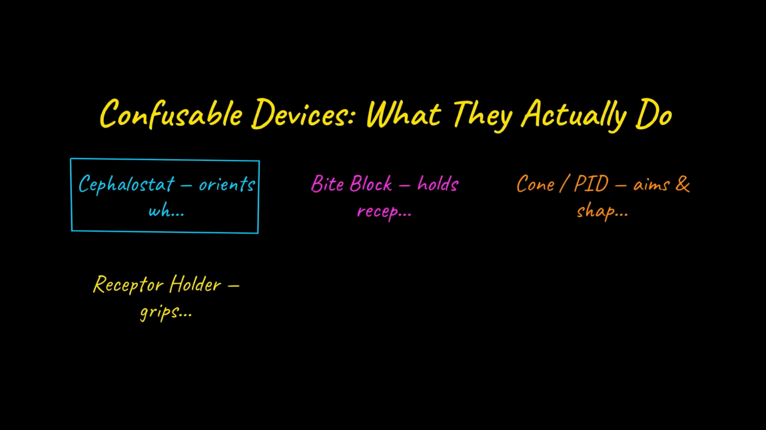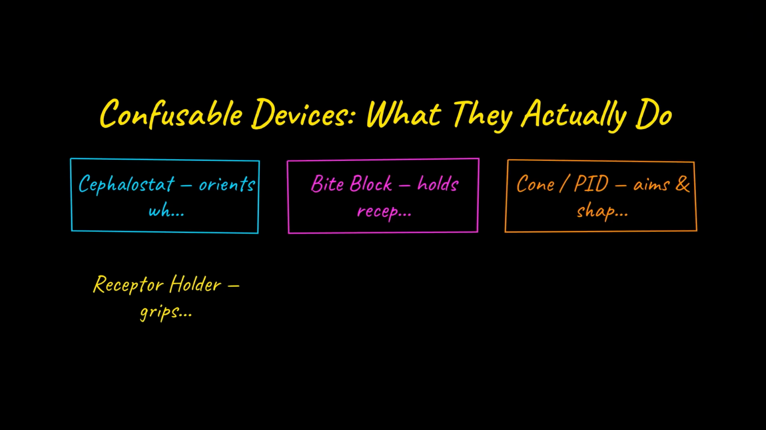The exam pairs the cephalostat against three confusable devices. A bite block and a receptor holder both stabilize a receptor inside the mouth. The cone or position indicating device directs and shapes the radiation beam. None of these orient the entire skull. That role belongs exclusively to the cephalostat.